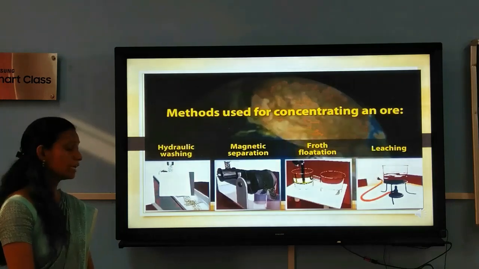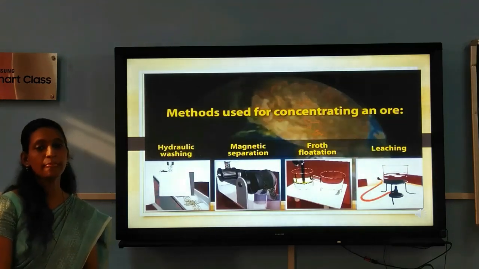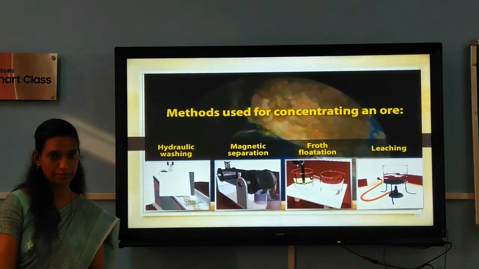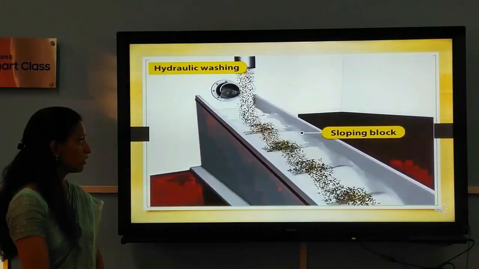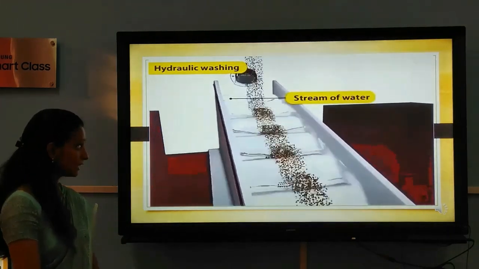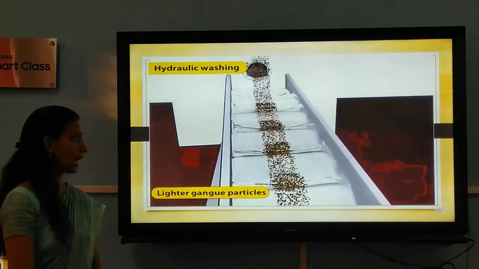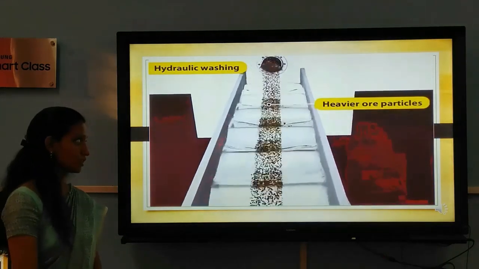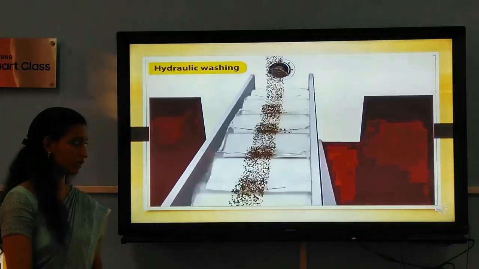For example, if we are choosing hydraulic washing, it is generally done for ores that are heavier than the gangue. In this process, we allow the powdered ore to be washed by a stream of water. The lighter gangue particles are carried away with the water, and the heavier particles stay in the grooves so that they can be easily separated.